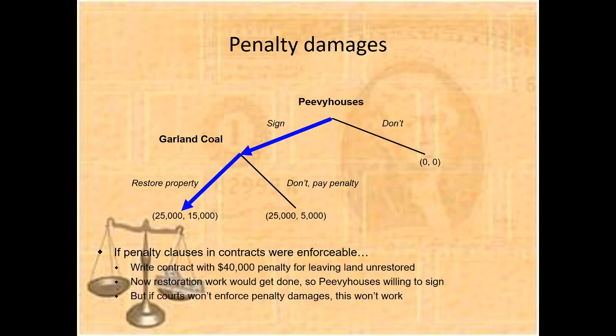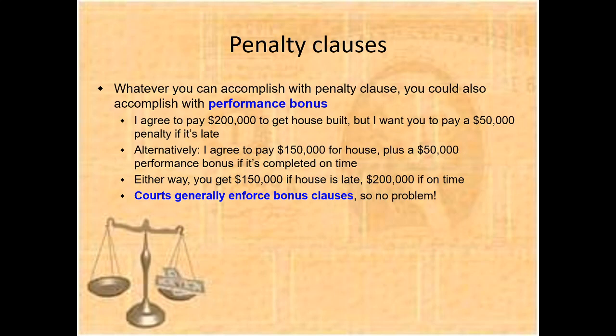Now the restoration work would get done, so PV is willing to sign. What happens? In both cases you gain, and the Pareto improvement is the case. So theoretically we can argue this when people think in that sense. But if courts won't enforce penalty damage, this won't be the case. So you should know that the penalty damage clause is not a very unlikely thing. It is much better than the other things if this is the case.